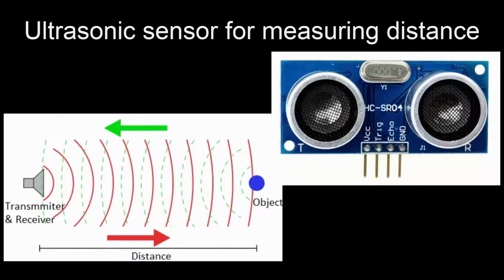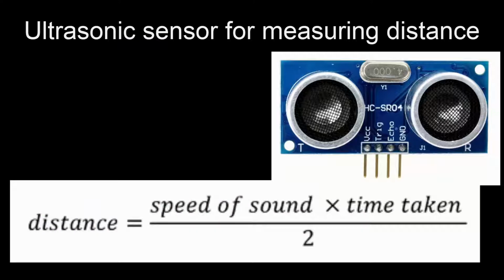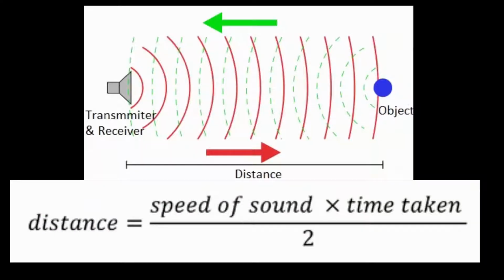An ultrasonic sensor is a device which sends out a sound wave, and a receiver receives the sound wave. The time required for the sound wave to come back at the receiver is calculated, and we get distance from this formula. It is divided by 2 because the sound wave goes and hits the surface, then comes back to the receiver, so the waves travel 2 times the distance. Therefore we need to divide by 2.